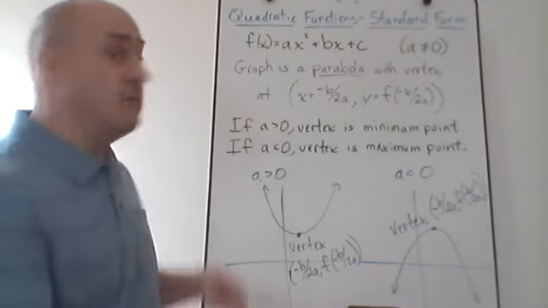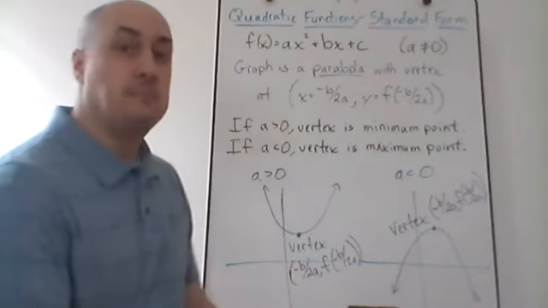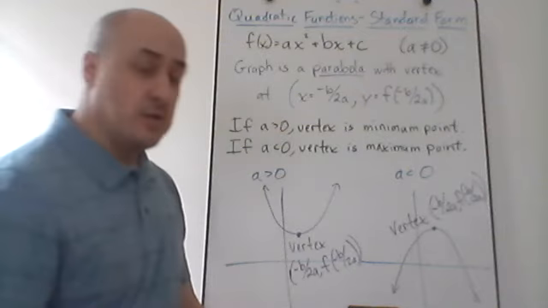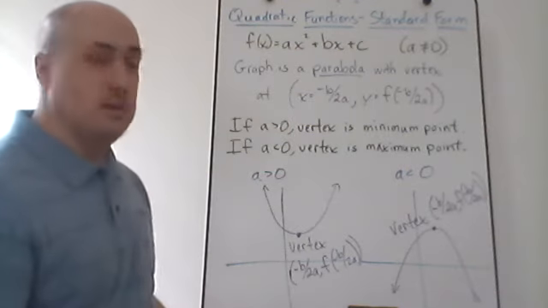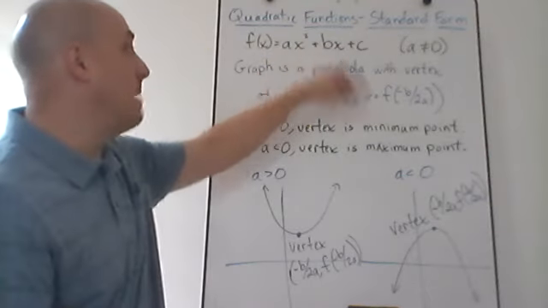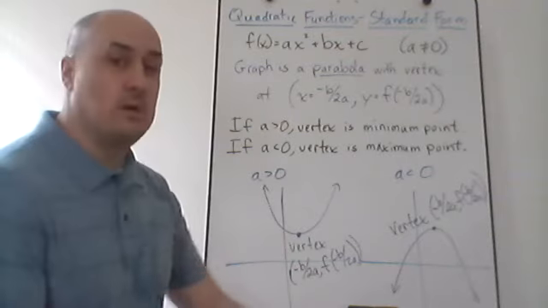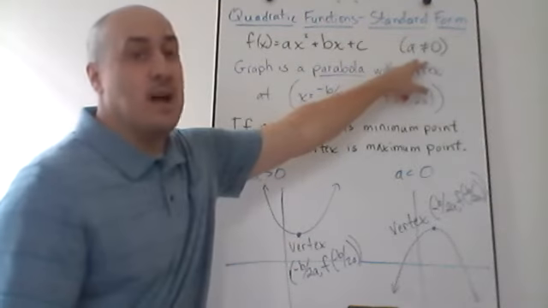But what I'm calling the standard form here is f of x equals ax squared plus bx plus c. A quadratic function is a polynomial function of degree 2. Degree 2 means that the highest exponent we have is that second power. So this is the standard form of a quadratic function, ax squared plus bx plus c, where a is not equal to 0.